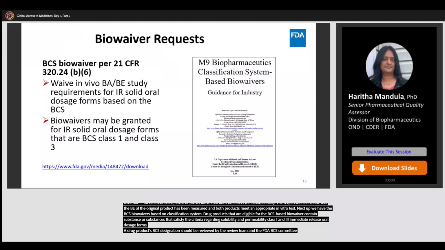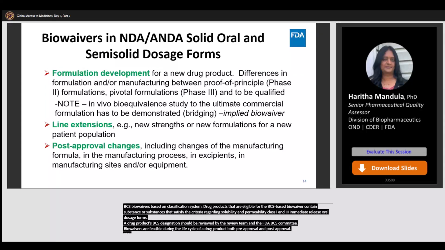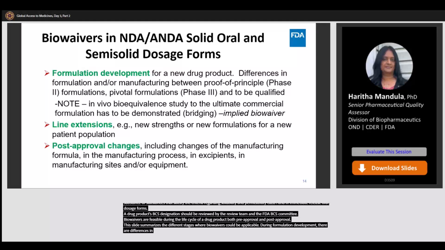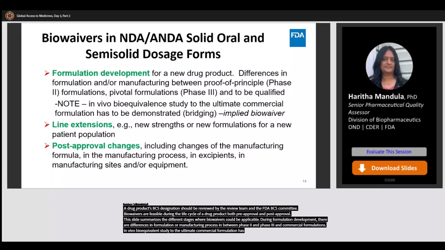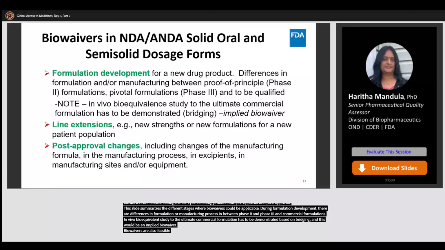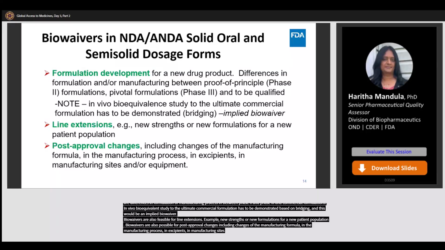Biowaivers are feasible during the life cycle of a drug product, both pre-approval and post-approval. This slide summarizes the different stages where biowaivers could be applicable. During formulation development, there are differences in formulation or manufacturing process between phase 2, phase 3, and commercial formulations. In vivo bioequivalence to the ultimate commercial formulation has to be demonstrated based on bridging, and this would be an implied biowaiver. Biowaivers are also feasible for line extensions, for example new strengths or new formulations for a new patient population. Biowaivers are also possible for post-approval changes, including changes of the manufacturing formula, the manufacturing process, excipients, manufacturing sites, and/or equipment.